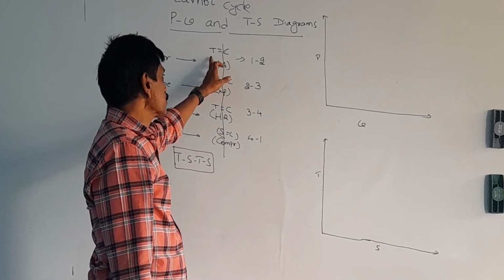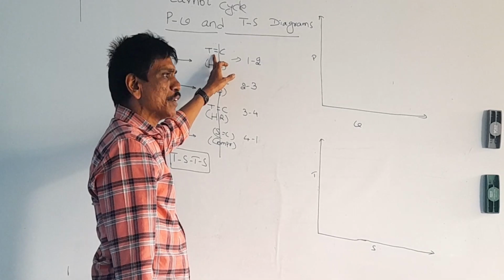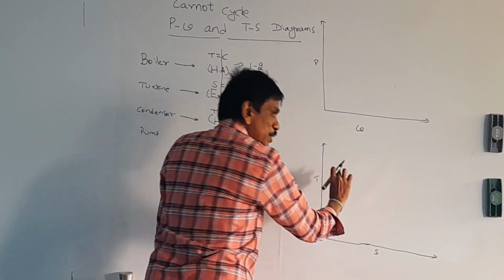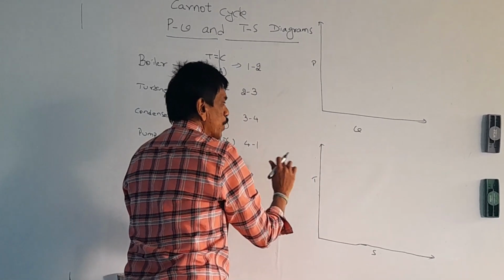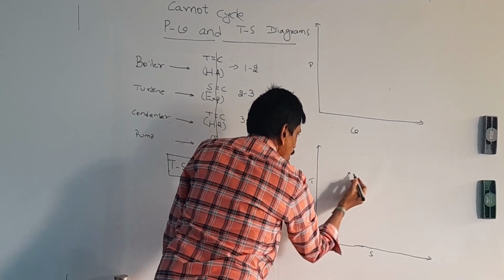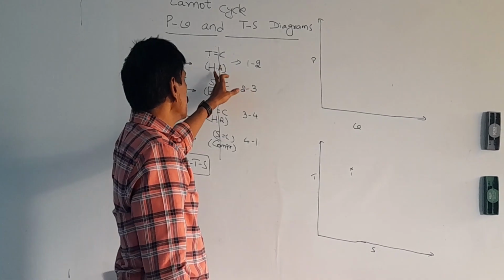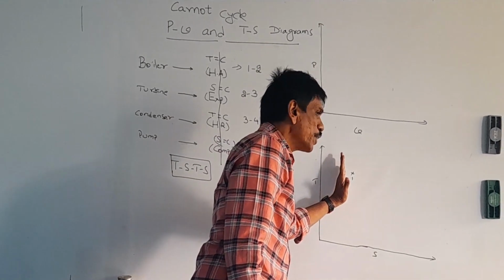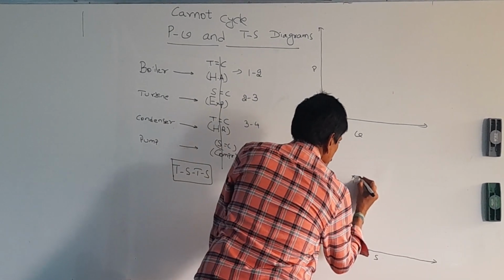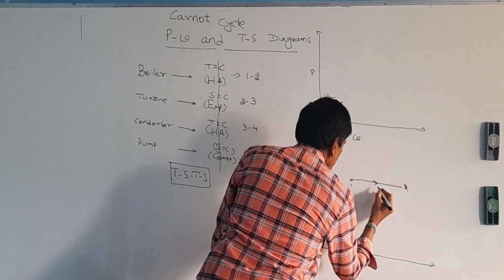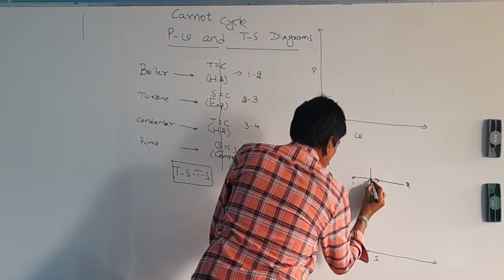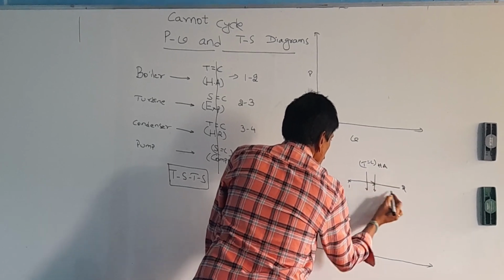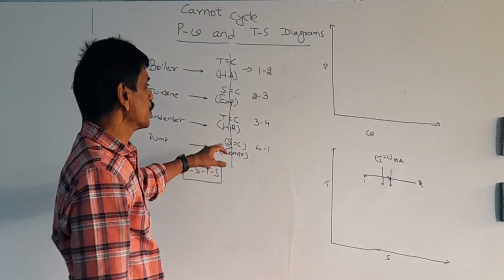So here, process 1 to 2 is the isothermal heat addition. Isothermal means the temperature is constant, so that has to be drawn horizontal, whether horizontal forward or horizontal backward. Due to the heat addition, the entropy increases. Therefore, you have to draw horizontal and forward. So 1 to 2 is the heat addition, the isothermal heat addition. If you mention the name immediately after the process, you will not make any mistake.